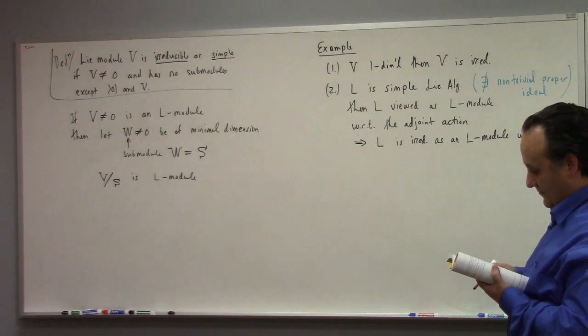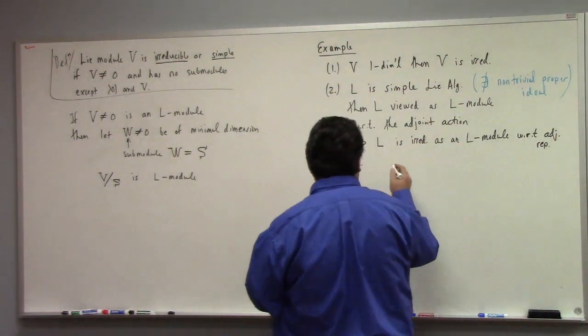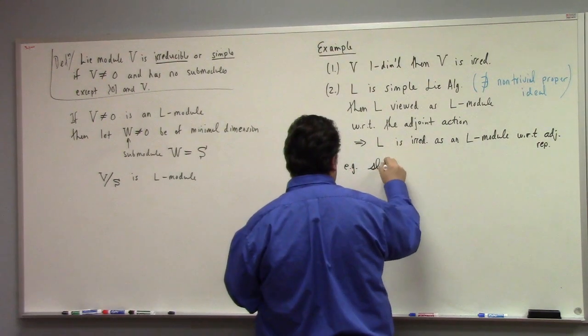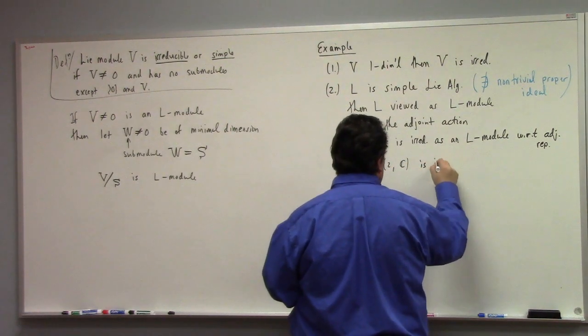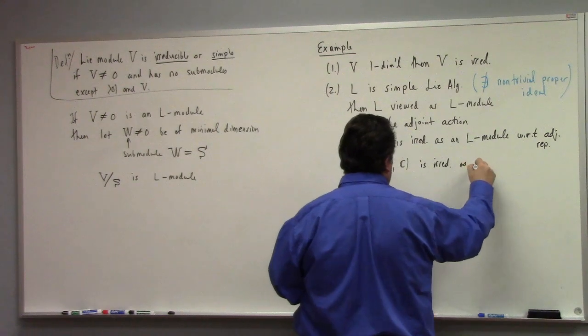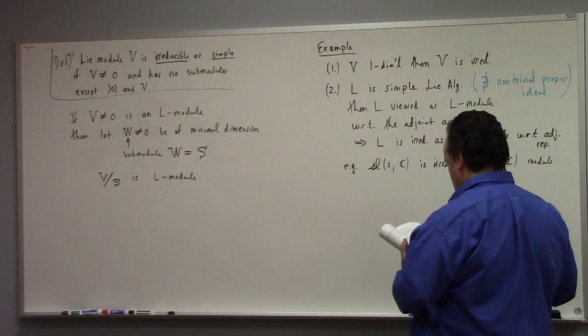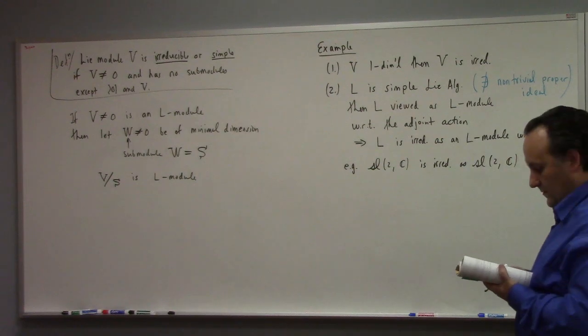There you go. He says, for example, SL2C is irreducible as an SL2C module. If L is a complex solvable Lie algebra, it follows that all of the irreducible representations of L are one-dimensional.